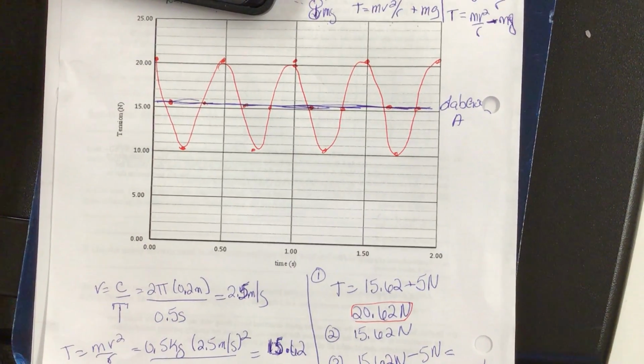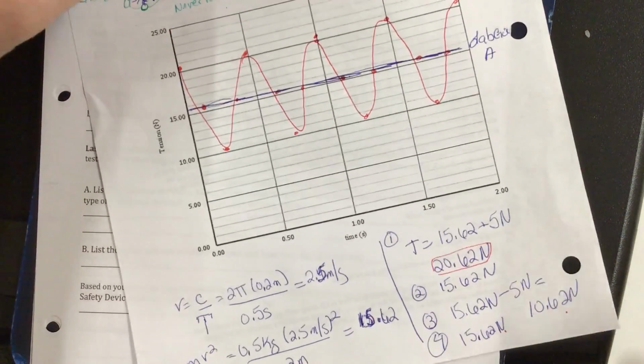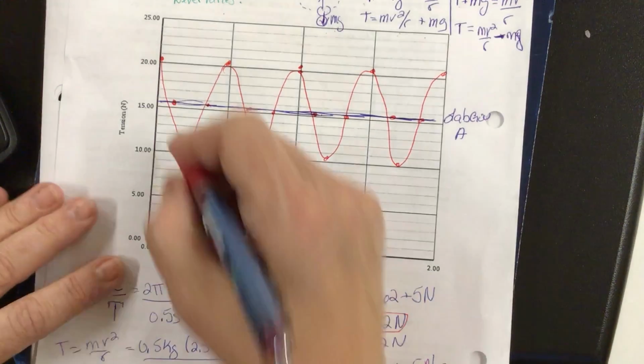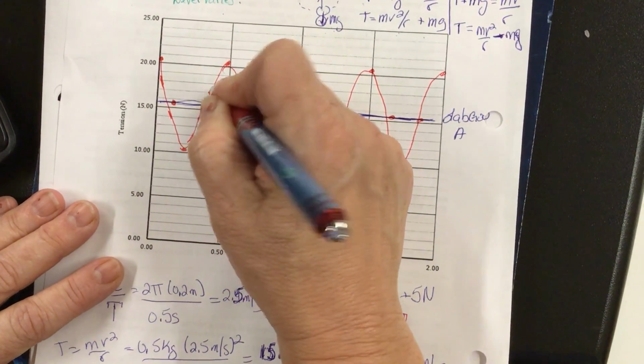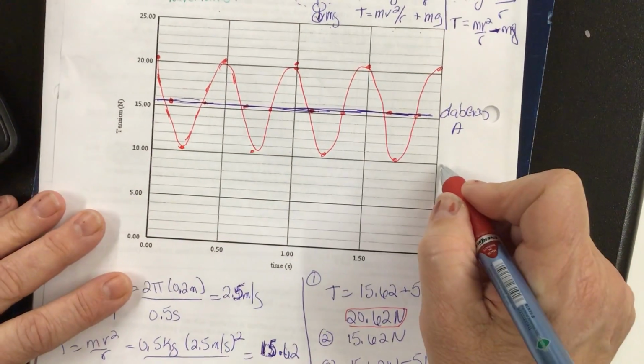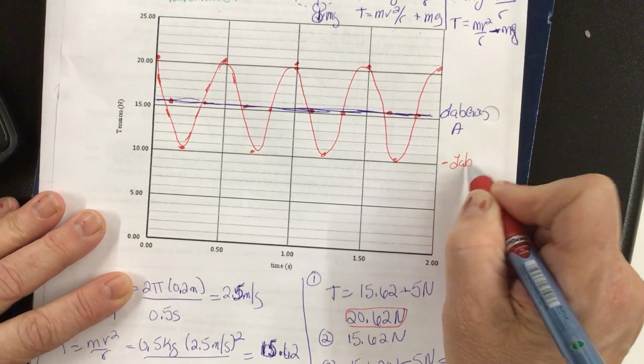Okay, and there you have it. You've graphed the tension. It did say a dashed line. I did forget to do that, but that's okay. We're color coded, so you'll be able to tell the group. And this is lab group B.